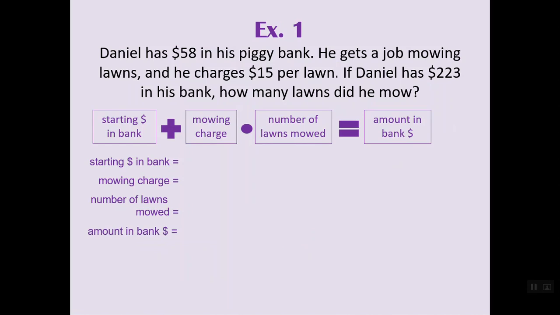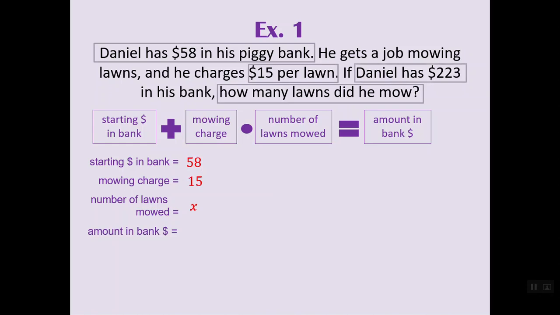Now, we're going to go ahead and fill in what those labels are. So the starting amount in the bank, if you see in the problem, it says he's got $58 in his piggy bank. So we're going to write that as 58. The mowing charge, you can see he mows each lawn for $15. So that's $15. The number of lawns mowed, you don't really know. That's the question that's being asked. You can see the question mark. That indicates what we don't know. How many lawns did he mow? So we're writing that as our variable x. And then the amount in the bank that he ends up with, now he has $223 in his bank. So that's the resulting amount in the bank.